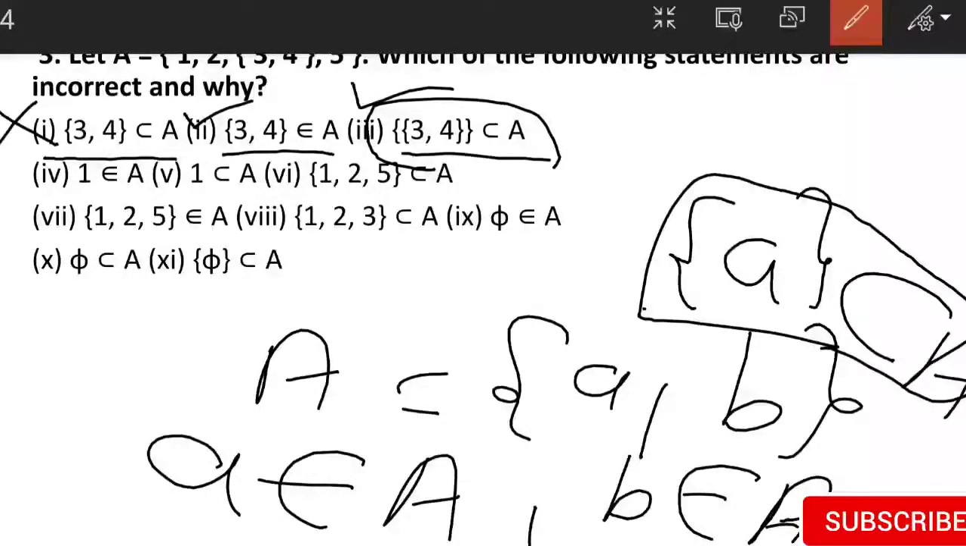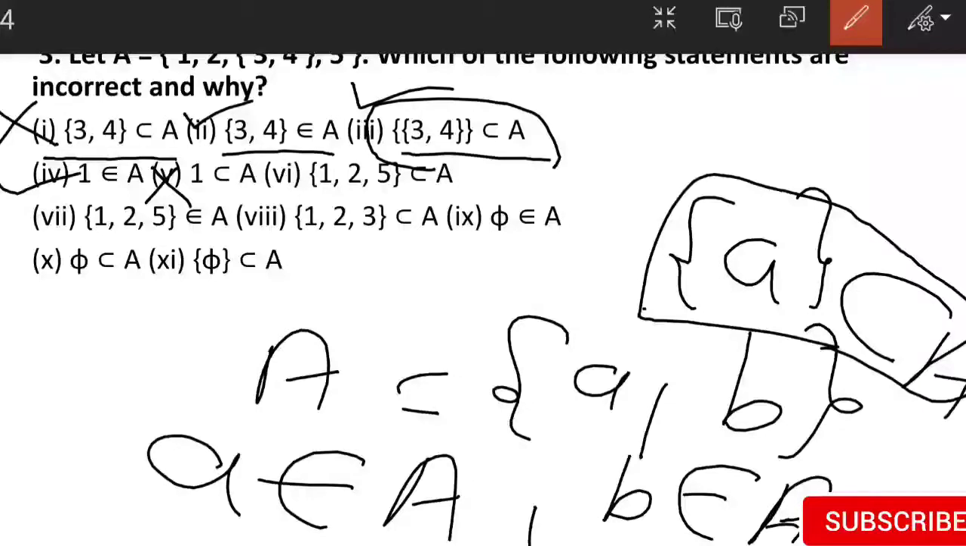Now here 1 is belonging to set A. Yes, so it is true. 1 is a subset of set A. No, because 1 is just an element, and an element is belonging to set A, not a subset. If we take the set, then maybe it is a subset. So this is the wrong statement.